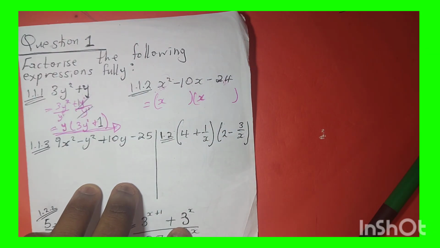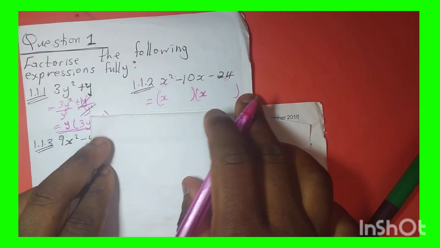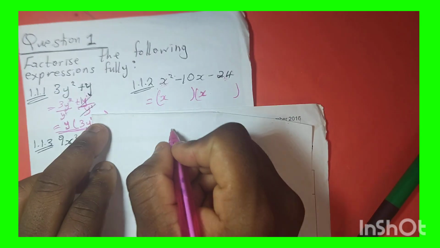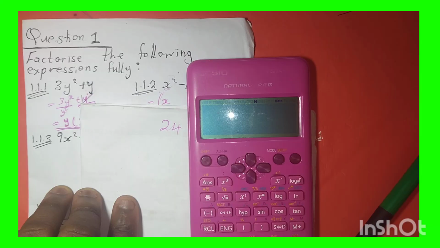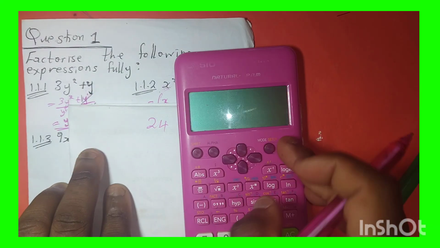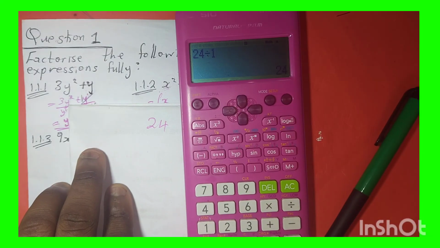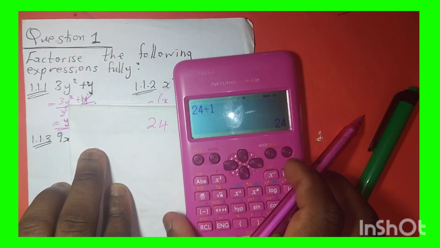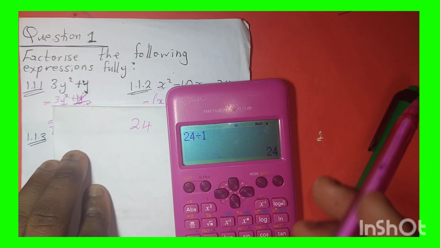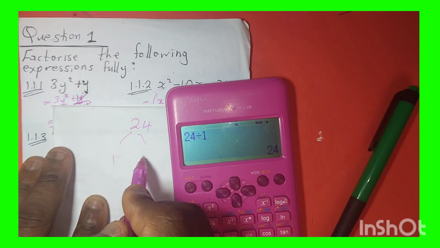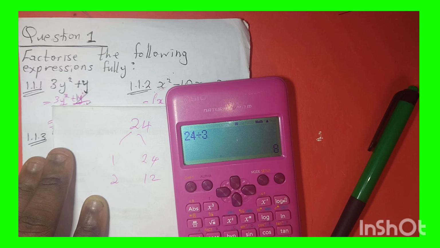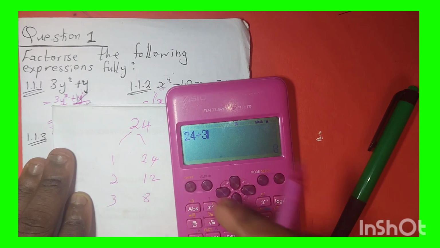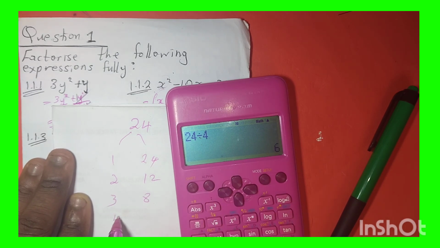So now what you will do, you will find the factors of that term. So let's find the factors of this term there. So for you to get those factors, you just say 24 divided by 1, meaning there 1 and 24, as you can see there. I hope you can see, yeah, 1 and 24 are the factors. Then you try 2, meaning that it's 2 and 12. And then you try 3, meaning that it's 3 and 8. Then you try 4, meaning that it's 4 and 6.